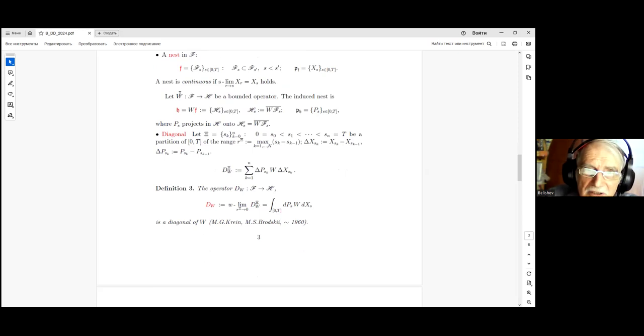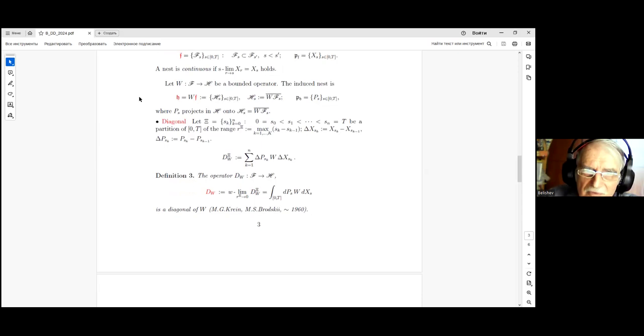And let W be an operator from F to a Hilbert space H. And this operator determines the image of this nest in H. It is also the family of extending operators. For this continuous case, which was useful in the finite dimensional case.